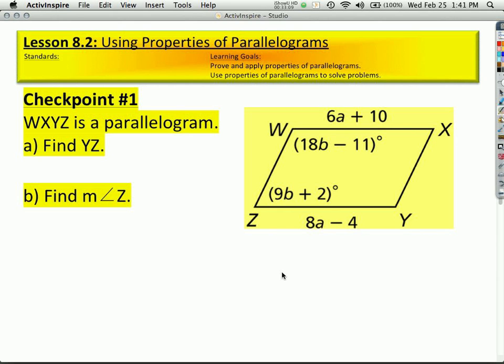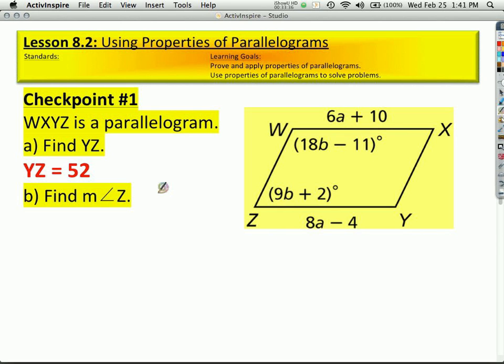So we got part A. We got student 19, 24, and 1. Student number 19, what do you say? Okay, student 24. So you guys agree, student number 1? YZ equals 52. So you all agree that it's 52? YZ is 52.